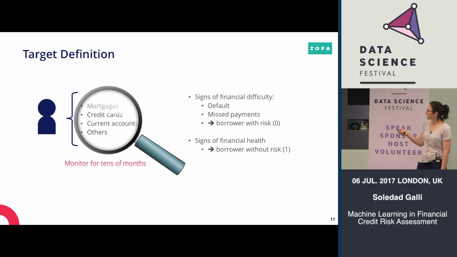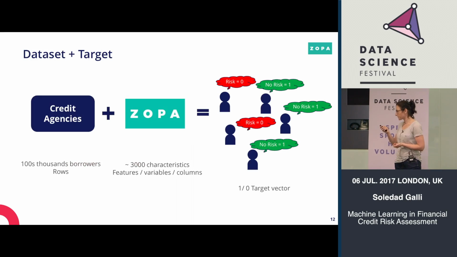So if we see that the borrowers have any of those signs, then we think that they are in a financially difficult situation, and in mathematical terms, we assign them a 0. If we don't see any of those signs, we conclude that the customer is in a financially healthy situation, and then we attribute them a 1. So now we have a binary target, so financially difficult situation or not, and this is what we're going to try to predict with our models.